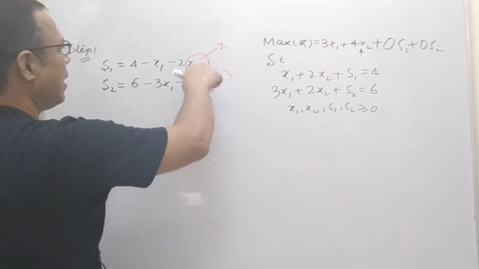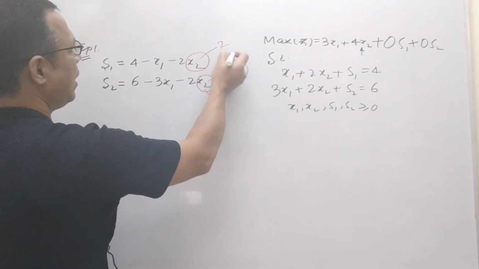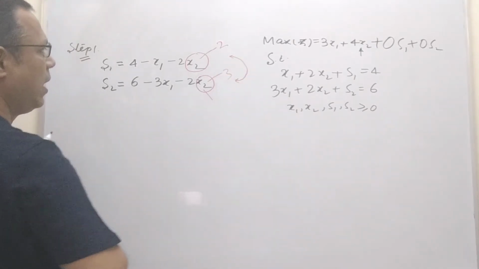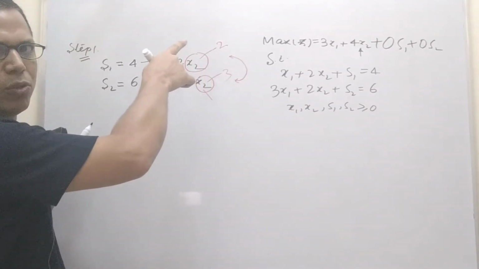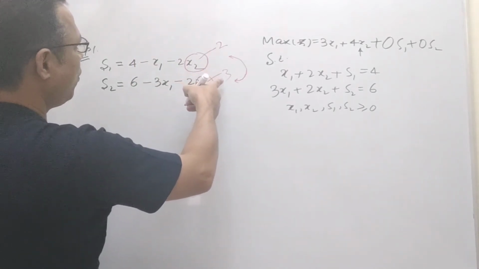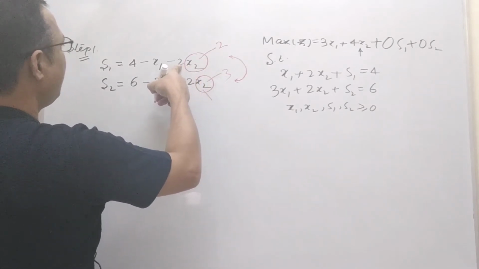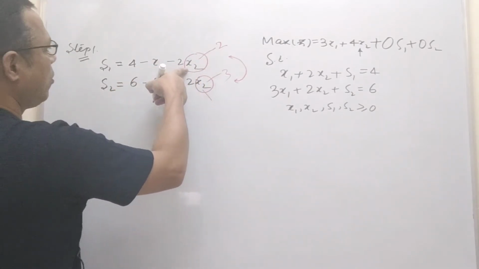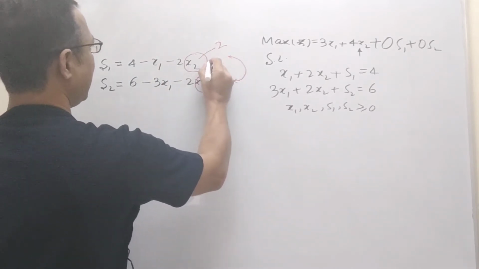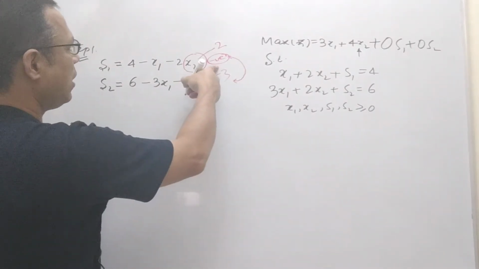Suppose we shift this 3 to this equation and this 2 to the other, just interchanging them. At a time we need to put only one value for x2, but just for checking, if you shift this 3 here, 3 into 2 is 6, and 4 minus 6 will give a negative value. Are you getting? 4 minus 6 gives a negative value.